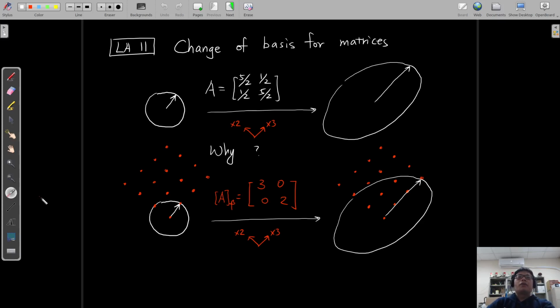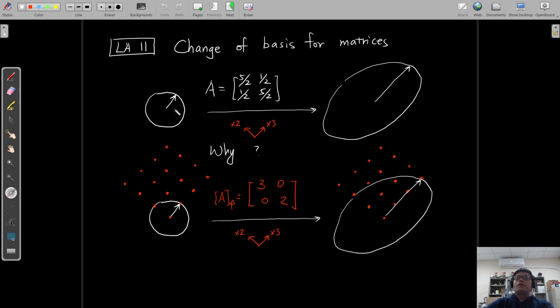In this video, we're going to talk about how to observe the matrix as an action with respect to different bases. The difference between this time and last video is that last time we were observing a vector, but this time we're observing a matrix and considering that as the action.